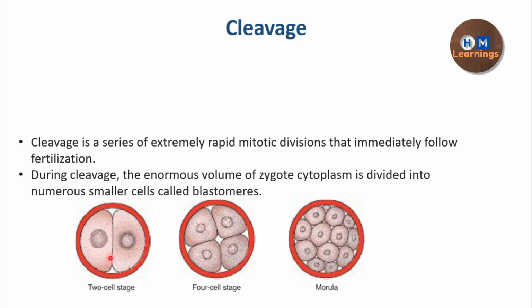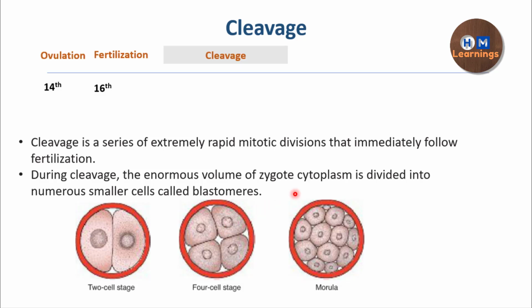If you know that during the cell cycle there is an increase in the cytoplasm, then DNA replication, followed by the division of a cell into two daughter cells. But here there is no increase in the cytoplasm of the cell. Whatever cytoplasm the cell is already having, it directly undergoes DNA replication followed by mitotic division. That is why this statement has been written, that the enormous volume of zygote cytoplasm is going to be divided into the blastomeres. So all these cells are called blastomeres.